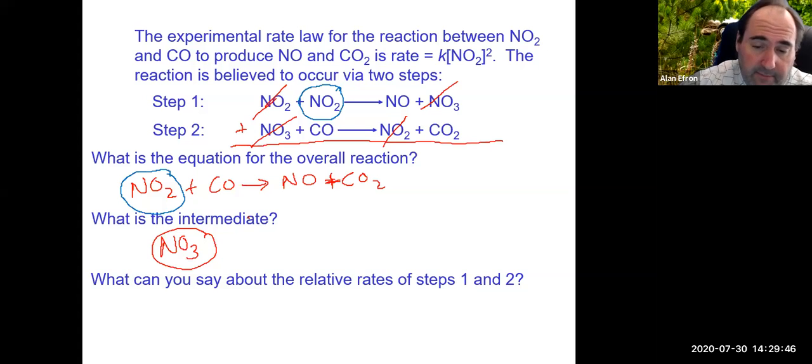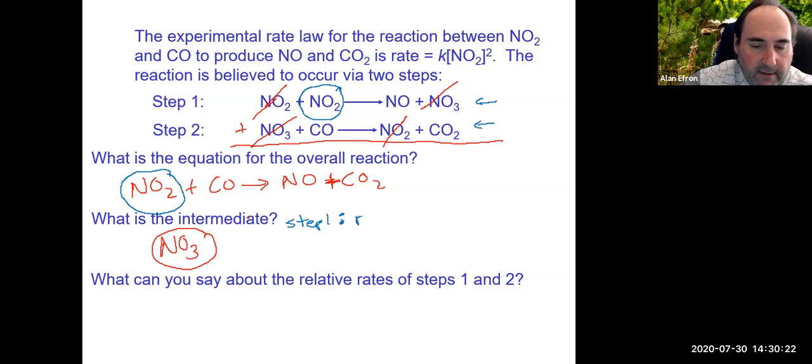Now, because these are both elementary steps here, we can write a rate law for each step. And if we write a rate law for step number 1, so I think I'm going to answer your question right here, okay? So when we do the rate law for each of the steps individually, because this is a mechanism, and as we've been talking about, this is really the only place where you can use the coefficient as the exponent.